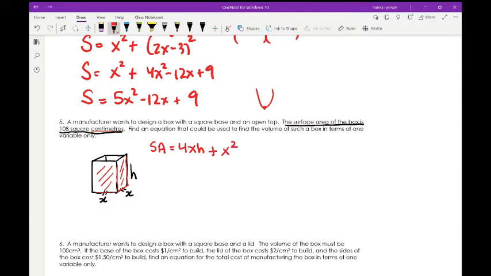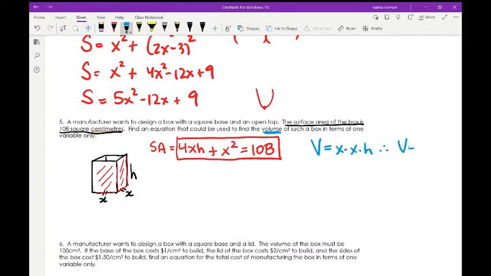There's no top to the box, so I'm not going to put another x squared there. And we know that this is 108, and that's my given information sitting in here. Find an equation that could be used to find the volume of the box. Okay, so the volume of the box, remember, is length times width times height. So that means that the volume of the box is x squared times height.